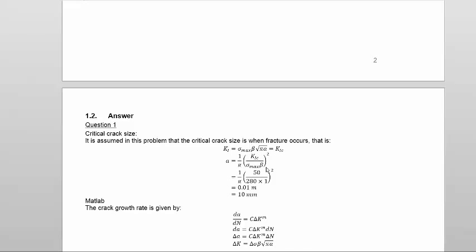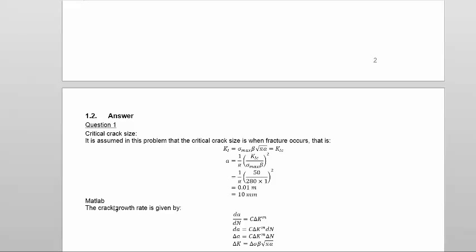Now we solve for A, the crack size, and that's A equals 1 over pi times (K1C over stress times beta) squared. We manipulate the equation, and for beta equal to 1, we get 10 millimeter. Now, we want to model the crack growth per block. Unfortunately, you have to solve this numerically. In Excel and programs like it, it's very easy to solve.